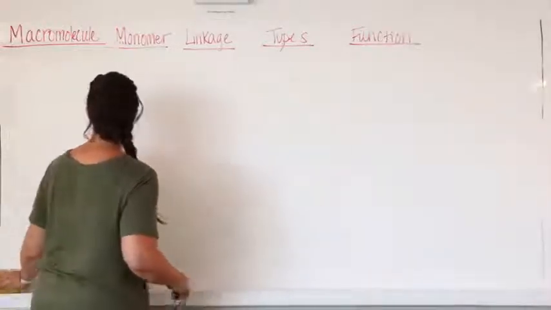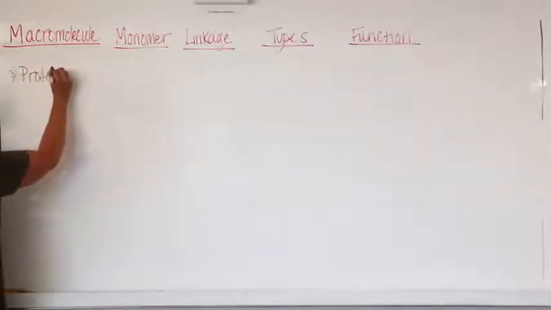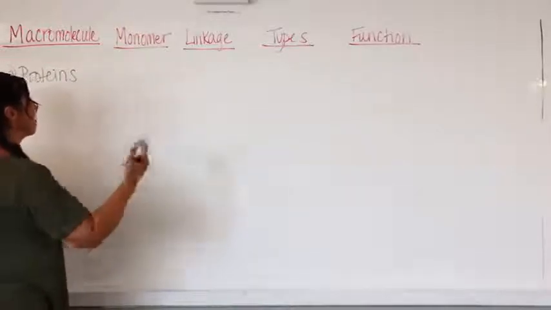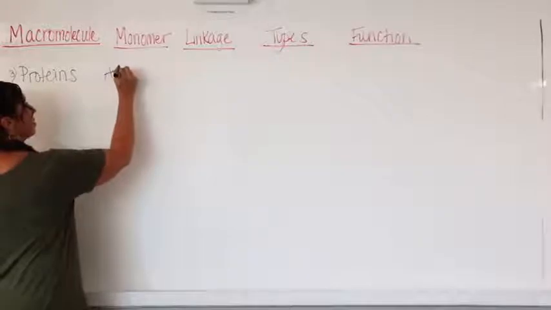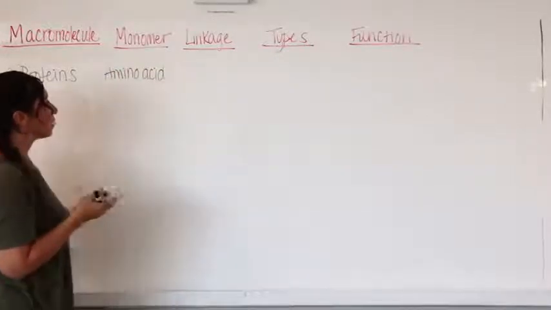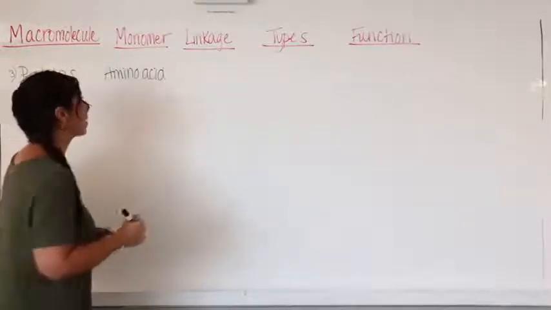Okay, number 3, proteins. The monomer for proteins. You only have one monomer in proteins, and that is your amino acid. The linkage between amino acids, remember what that was? It was a peptide bond.